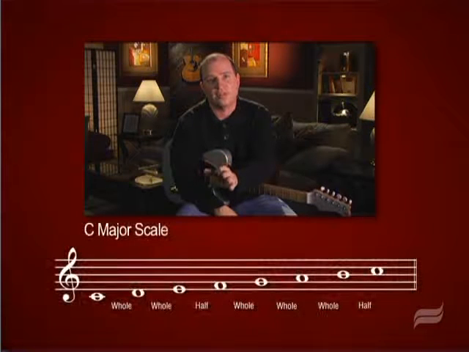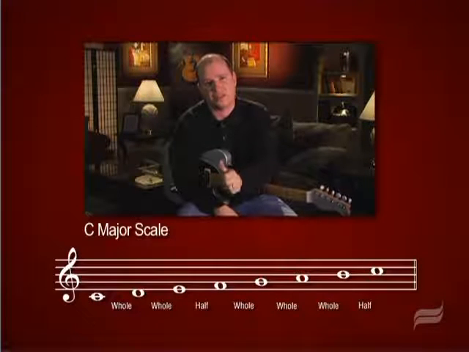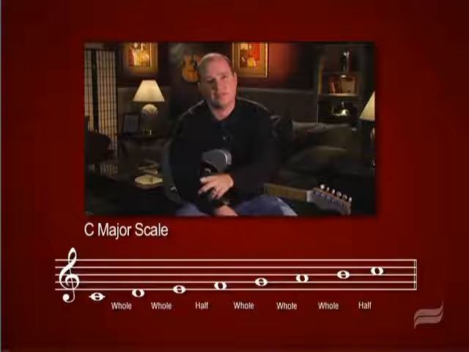In the session, we looked at a C scale. Let's take a look at that C scale that we looked at. We're going to count it up. From C to D is a whole step. That's our first whole step. D to E, that's our second whole step. Now I need a half step. E to F. Remember, naturally occurring half steps between E and F, B and C.